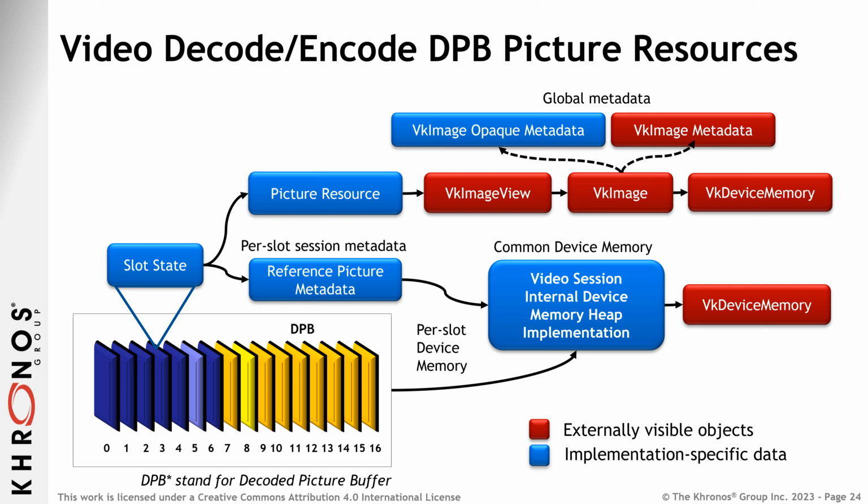Both individual images and image arrays are supported. However, please note that some implementations may not support individual images for references. Please make sure to query the video capabilities for the separate reference images flag before using individual images. When using image arrays, each image array layer represents a single reference. Please note that image array layers and DPB slot indices are completely independent concepts. So it is possible for image array layer 5 to be associated with DPB slot index 8, for example.